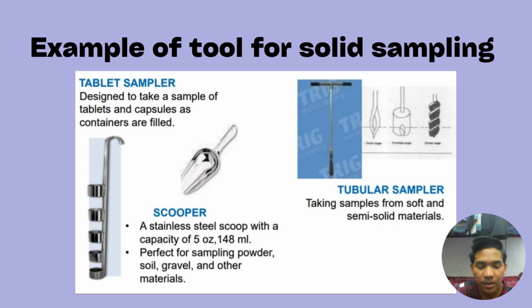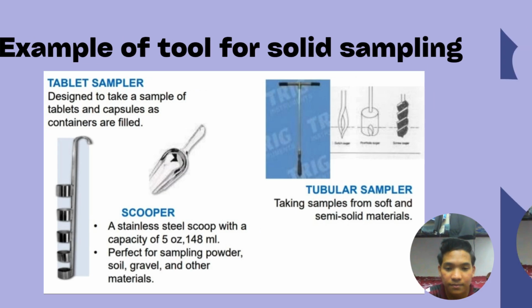The first one is the tablet sampler. It is designed to take a sample of tablets and capsules as containers are filled. The second one is the scooper, a stainless steel scoop with a capacity of 5 oz, 148 mL, perfect for sampling powder, solid gravel and other materials. The third one is the tubular sampler. It is for taking samples from soft and semi-solid materials.